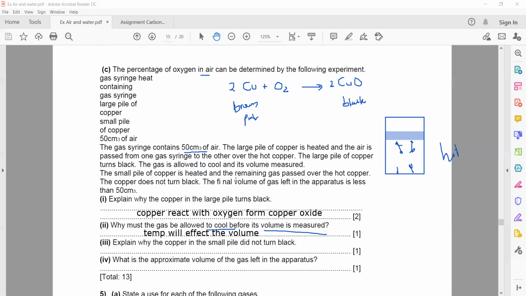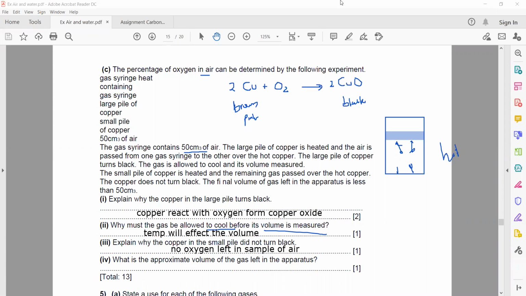Then why does the copper in the small pile not turn black? What is the reason? The reason is that there is no oxygen left, or no oxygen is present in the sample of air. That is why the copper does not turn black in the small pile. What is the approximate volume of the gas left in the apparatus?